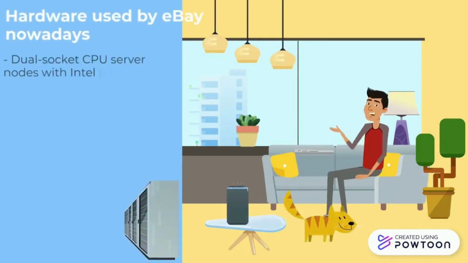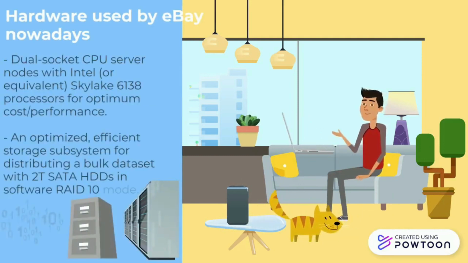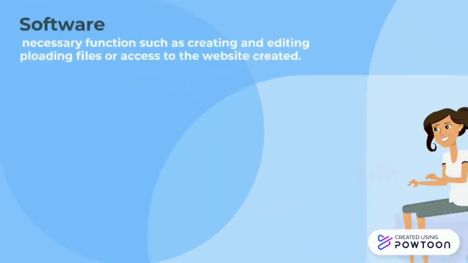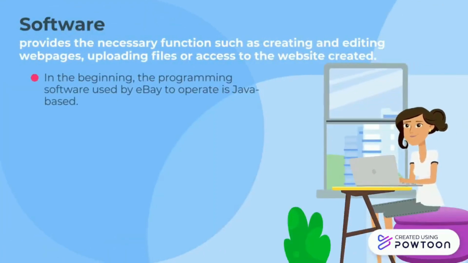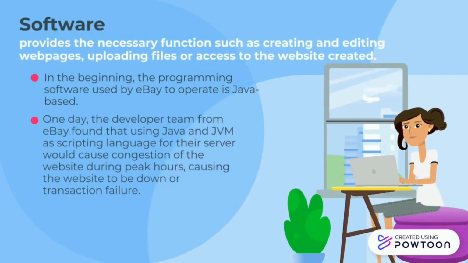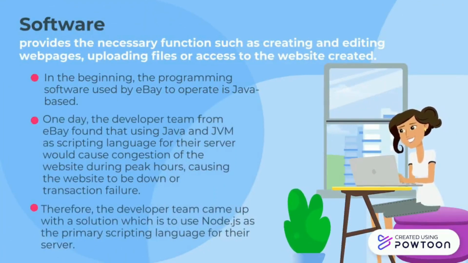Dual-socket CPU server nodes with Intel or equivalent Skylake 6138 processors for optimum cost and performance, and an optimized, efficient storage subsystem for distributing bulk datasets with 2TB SATA HDDs in software RAID 10 mode. Software provides the necessary functions such as creating and editing web pages, uploading files, or access to the website created.